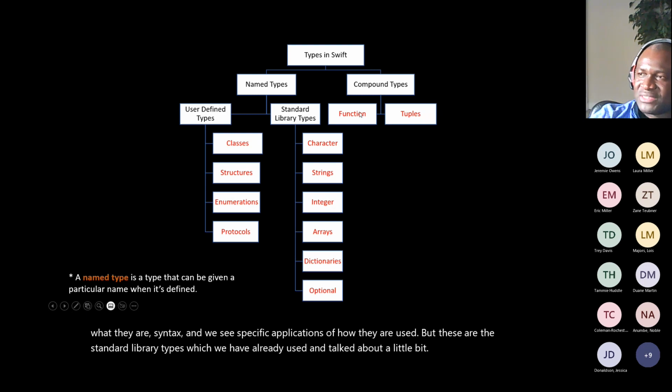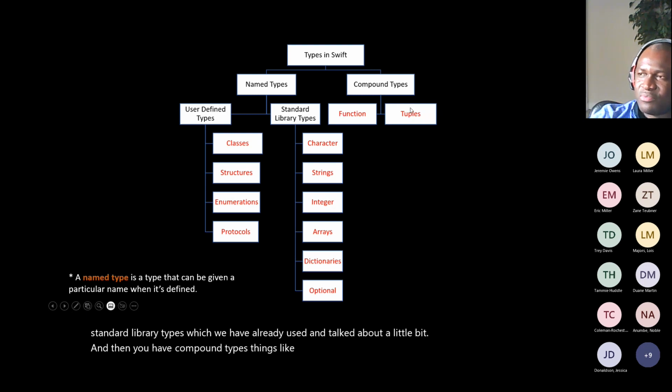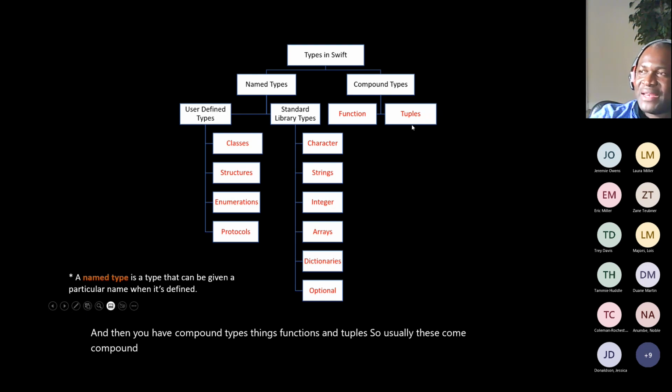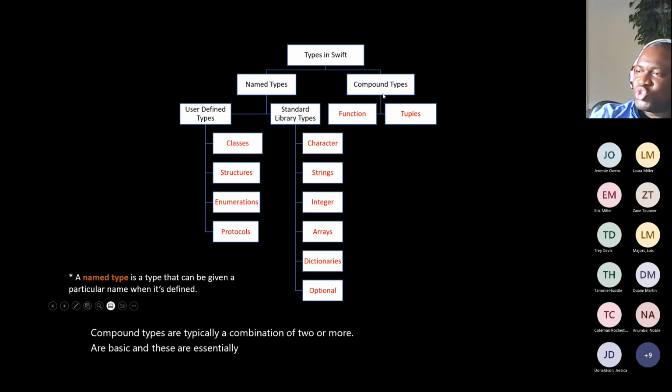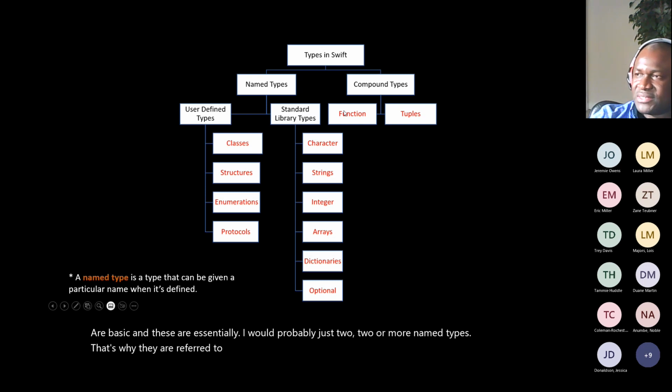And then you have compound types, things like functions and tuples. Usually these compound types are a combination of two or more named types. That's why they are referred to as complex or compound types.